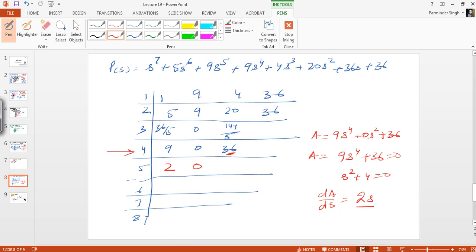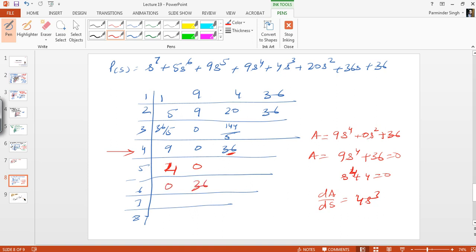Now again we prepare an array. Sorry, it's my mistake, I've done something wrong over here. If we take the derivative of this s^4 term, it becomes 4s^3, so it has to be 4 over here, not 2, right? 4. Now we again prepare an array: 4, 0, 0 and 36.